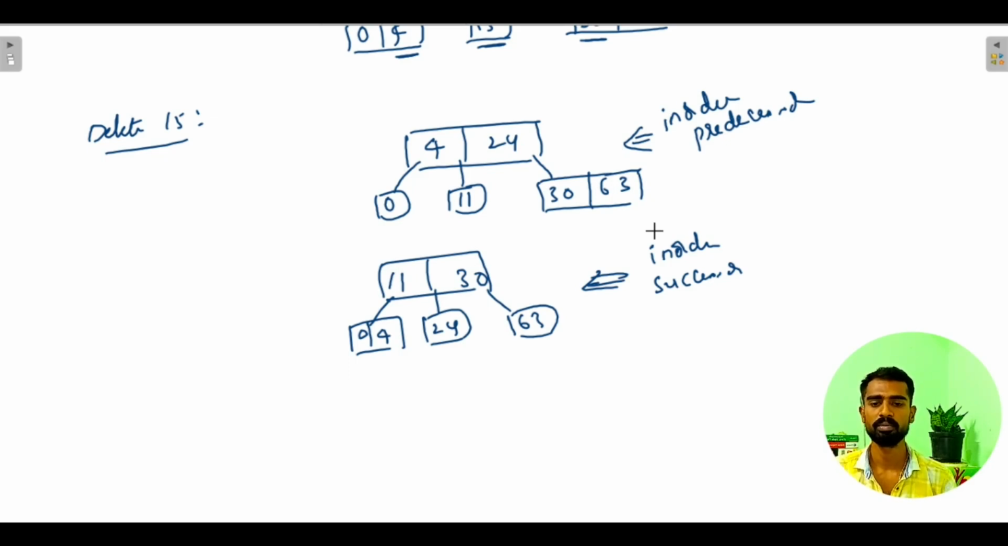Alright, so now a very quick question for you. Can you answer how we can delete 30 from here, and what will happen if 30 is deleted from this tree? Just mention that in the comment section so that I'll respond to your answers.